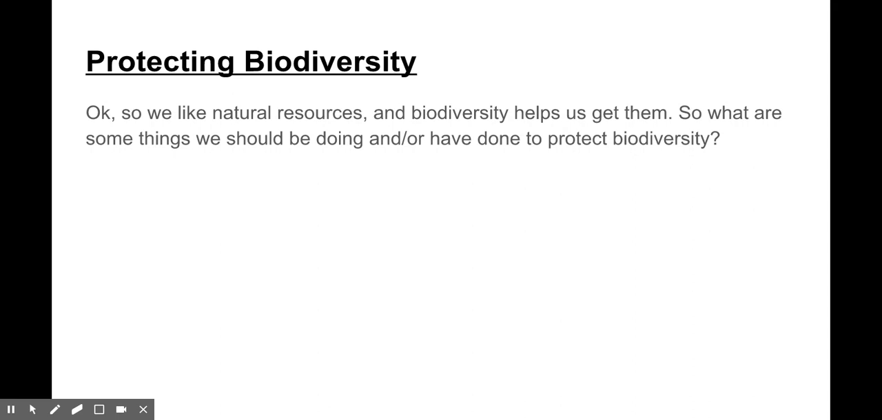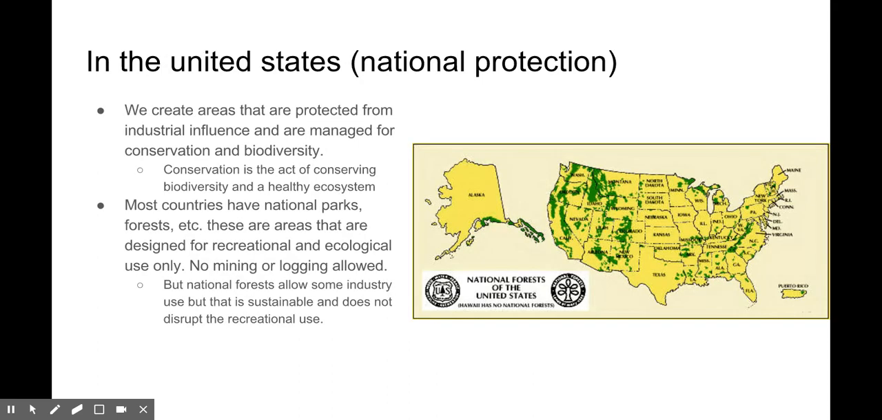Okay, so biodiversity gives us these natural resources. How do we protect them? In the United States, as is my background, we have a lot of national protections. We create areas that we say, okay, industry can't come in here. There's no drilling for oil. There's no mining. We're going to curtail logging, and it's just for conservation and biodiversity, and generally also recreation, because a trail system isn't that destructive.